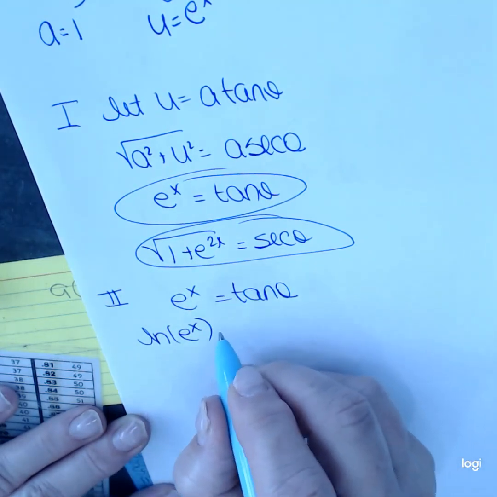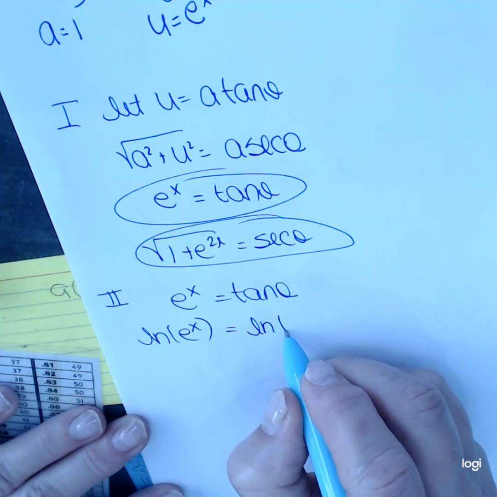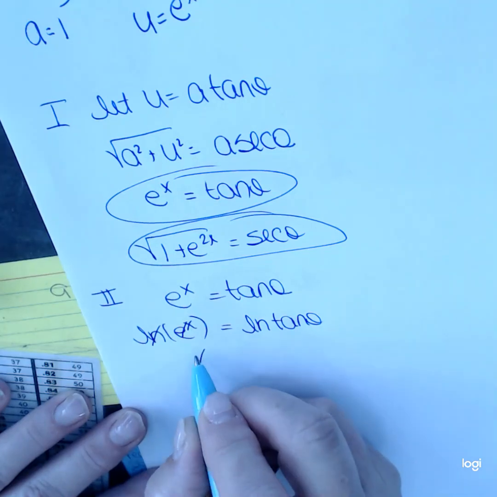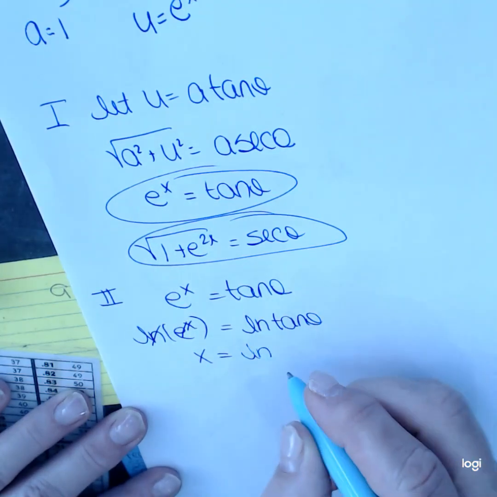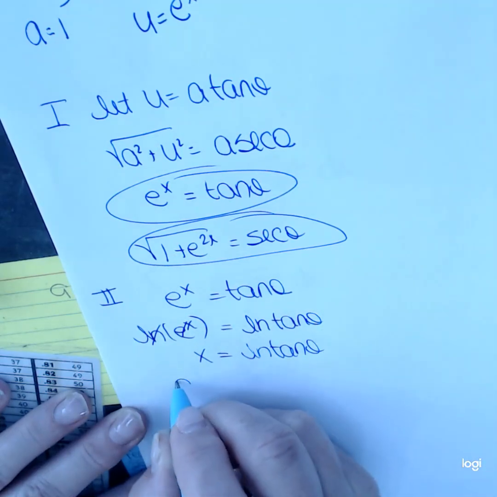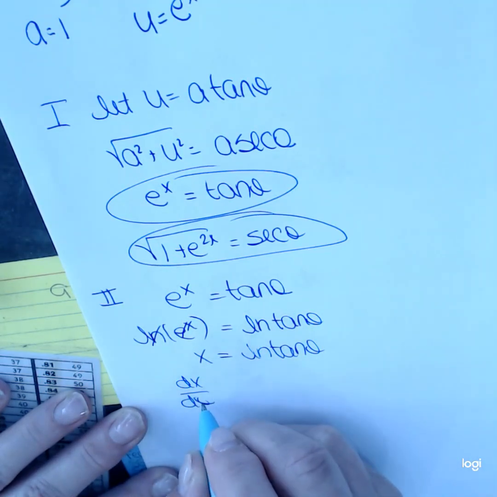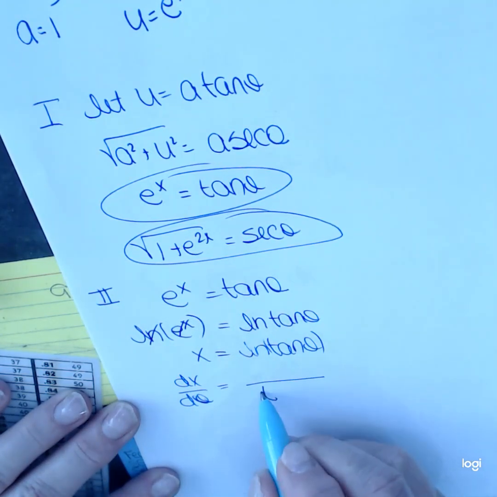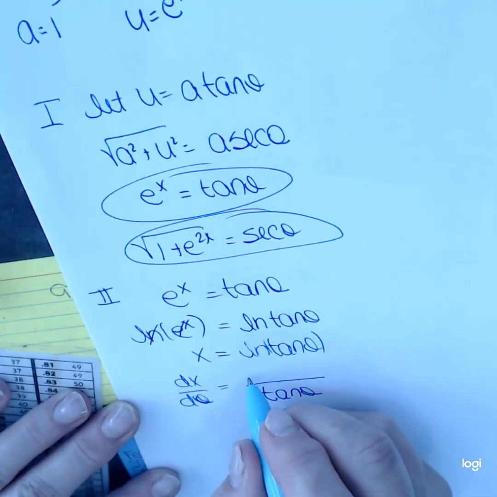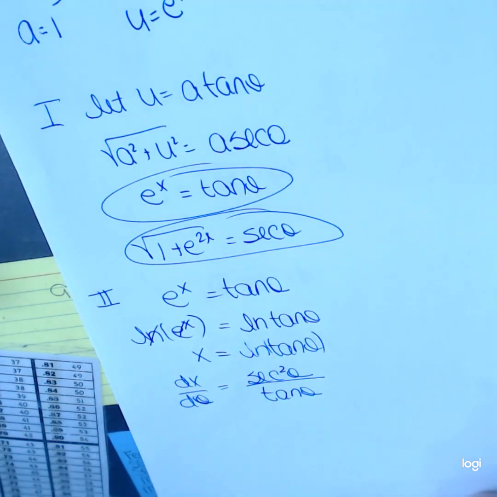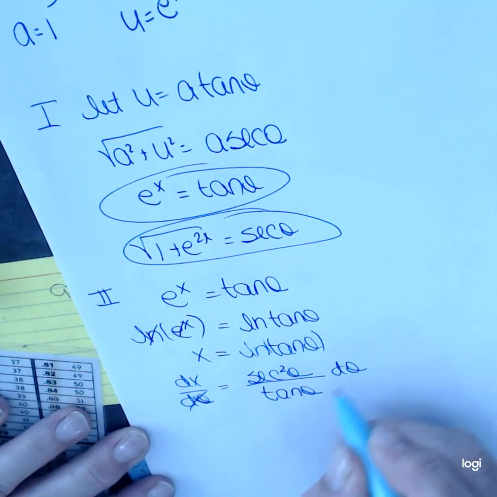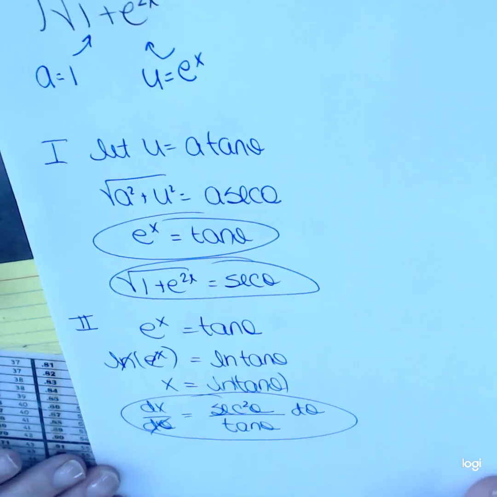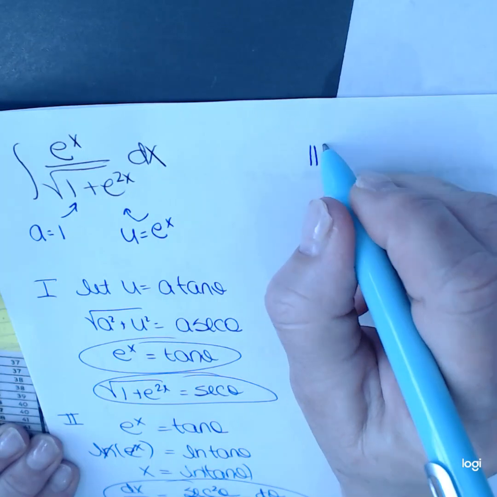So we get the natural log of e to the x will be equal to the natural log of the tangent of theta. The natural log and the exponential are inverse functions, so they cancel each other out, and we get x is equal to the natural log of the tangent of theta. And now I can take the derivative of this with respect to theta. It's really not a difficult thing to do, because with a natural log, whatever you see here is what goes on the bottom, and the derivative of that thing, which is the secant squared of theta, goes on top. And then simply multiply both sides by d theta, and we get that dx is equal to secant squared over tangent times d theta.